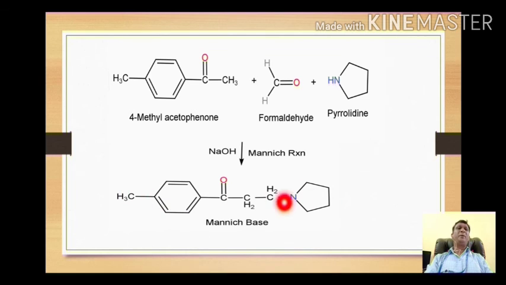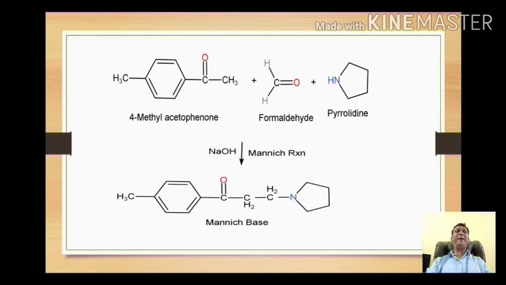The product obtained in this reaction is called as Mannich base. It is called as base because it consists of this basic portion, in this case the nitrogen containing pyrrolidine ring, which is aliphatic amine, and the aliphatic amines are good bases. So by the first step we get formation of this Mannich base. Still it consists of this carbonyl group.